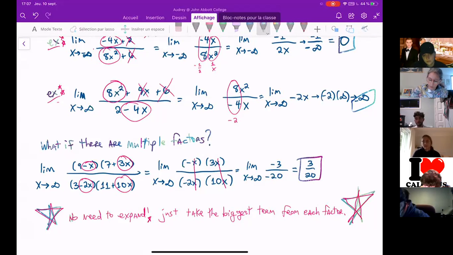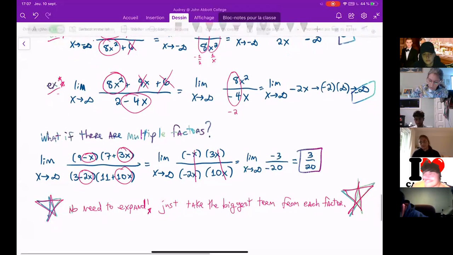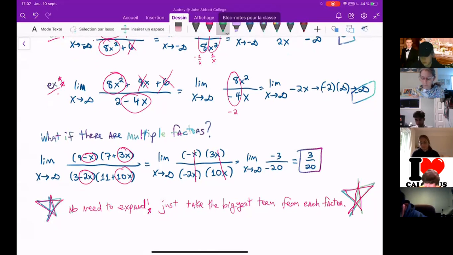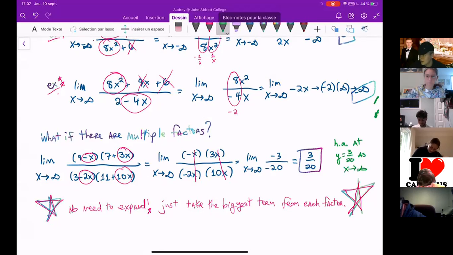Okay, so I'm going to do another one like this. Actually, I want to make a conclusion that I've been meaning to make and I keep forgetting. This tells me that there's a horizontal asymptote at y equals 3 over 20 as x goes to infinity.